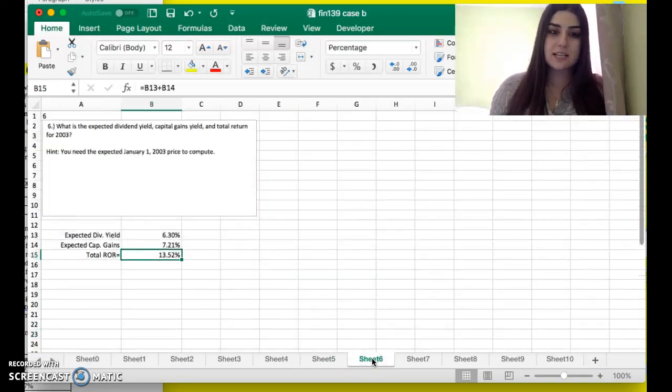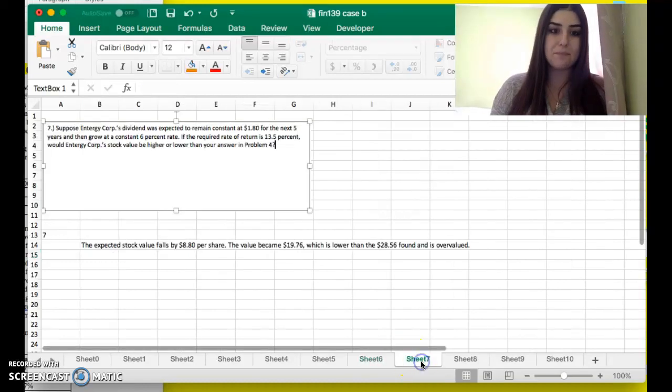And then question 6 is asking, what's the expected dividend yield, capital gains yield, and total return for 2003? So the expected dividend yield is 6.3%. Expected capital gains yield is 7.21%. You add those two together to get the total rate of return of 13.52%.